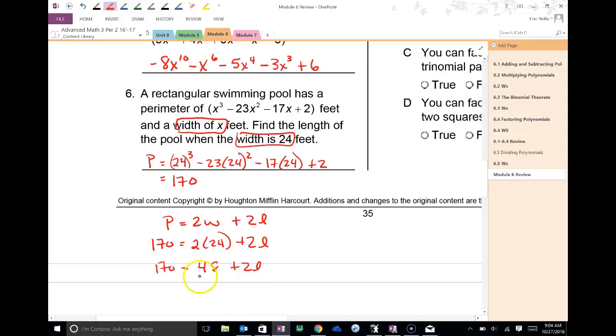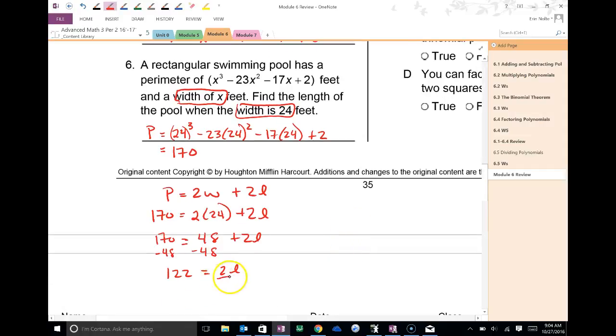And then what would I do? You subtract 48. So what's 170 minus 48? And then you divide by 2. And what's that? 61, and we want to make sure that we label it if we can. 61 what? Feet. Okay. So that was the second question regarding the rectangle, the perimeter of the rectangle. Might want to make sure you know that.